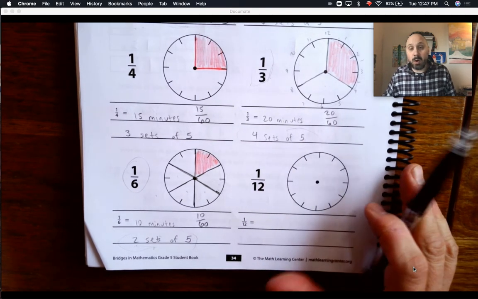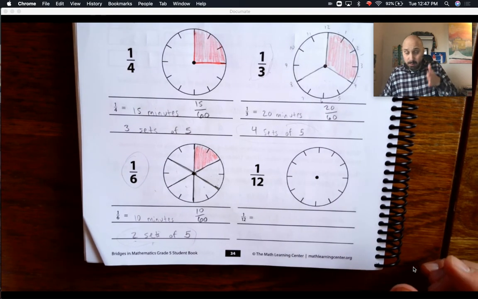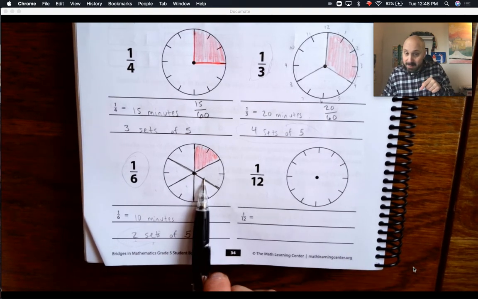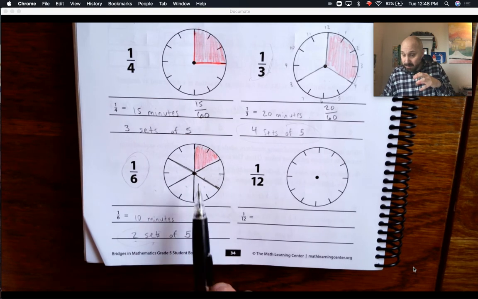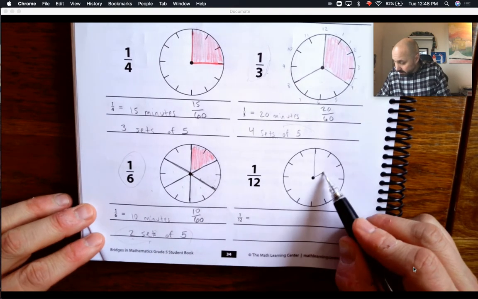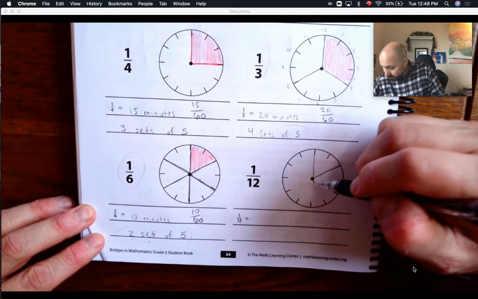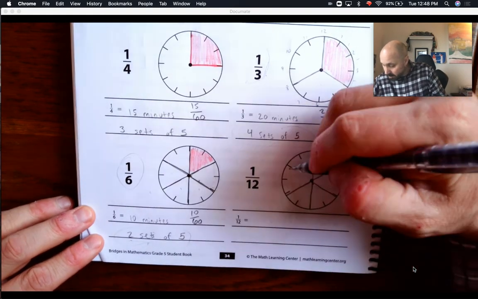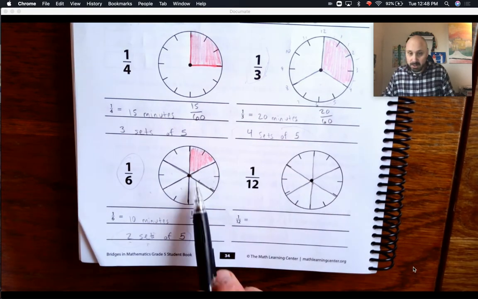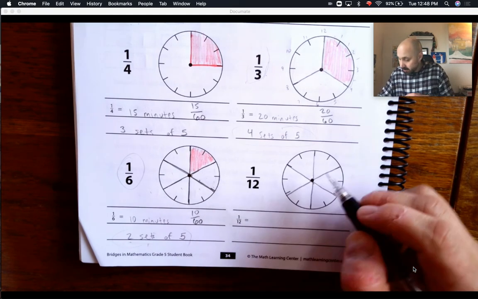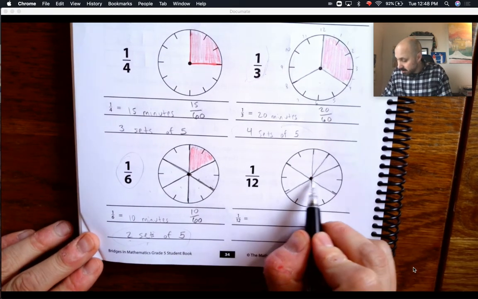1/12. So 1/12, I know that there's 12 equal pieces in a clock, so I can just break my clock into the 12 equal pieces. And I know that a 12th is half of a sixth. So what I'm going to do is we could start by, if you wanted to, cut this into sixths first, like we did on the previous problem. So there's my sixth. It looks just like this. But now I need to cut my sixths in half. So I'm going to draw a line from each sixth to cut it in half.